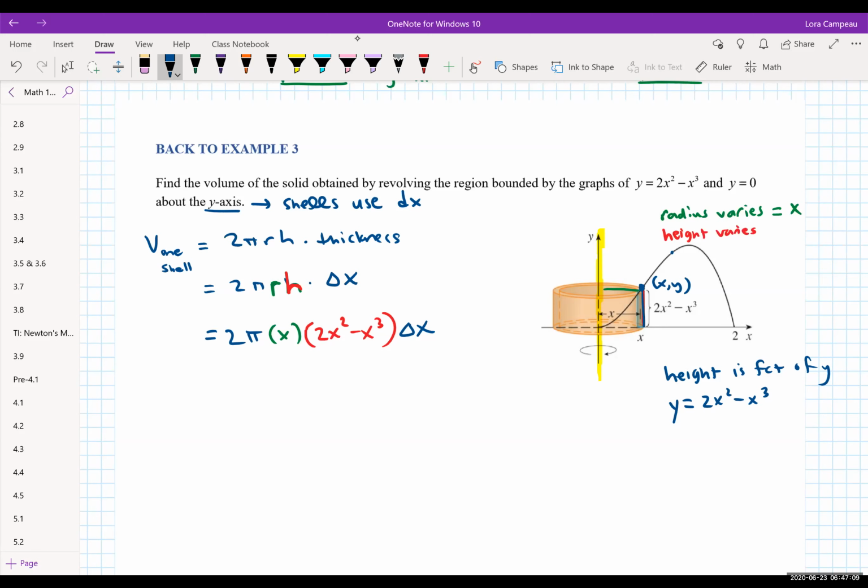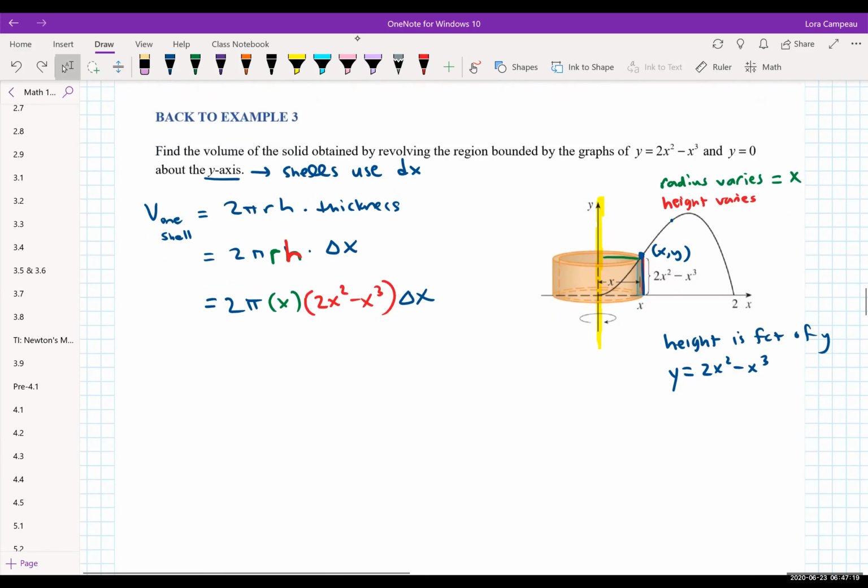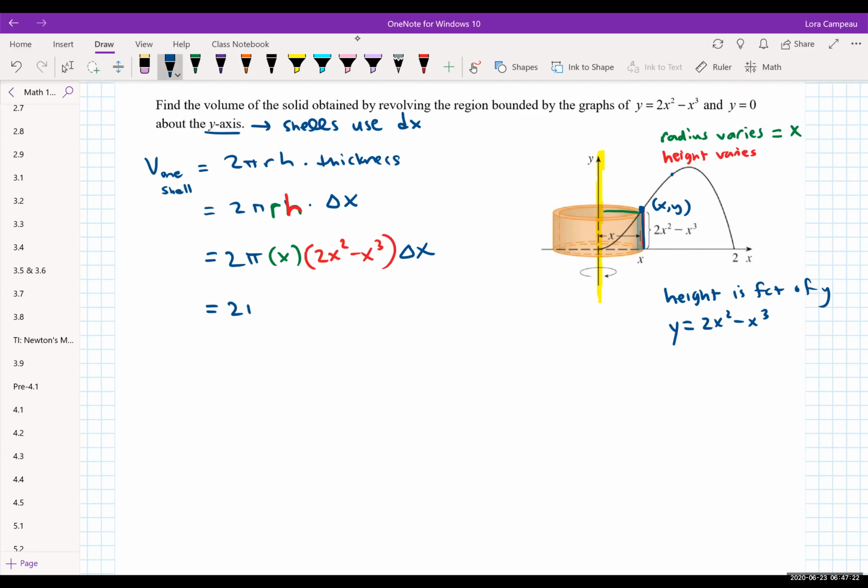We never end up having to solve for x. Everything's completely nice. The only thing I would recommend is cleaning up the algebra just a little bit. Distributing that x through might make your life a little easier. So we should have 2x cubed minus x to the 4th, and then delta x. You could distribute the 2 in if you wanted, but eventually it's a common factor, so I'll probably just factor it out when I make the volume of the solid. So now we're ready.